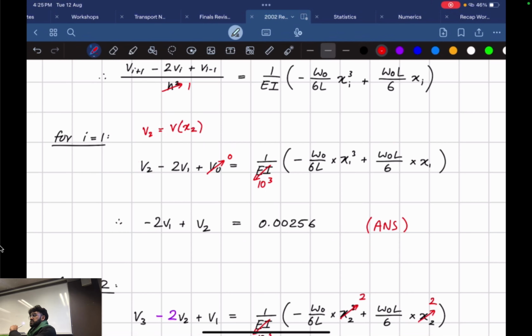So it's just going to be the deflection at that step, at i equals 2. So it's pretty much saying deflection at x equals 2, at x2. But to make it easier for ourselves to match what they've given us in the question, I've made it v2.